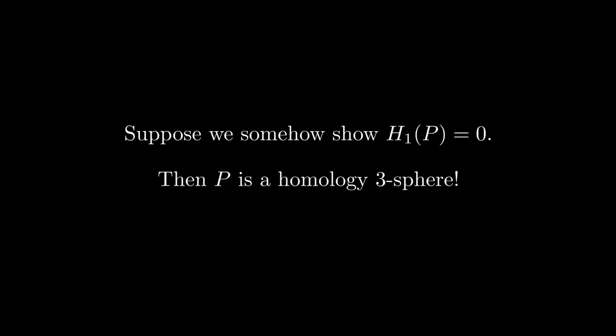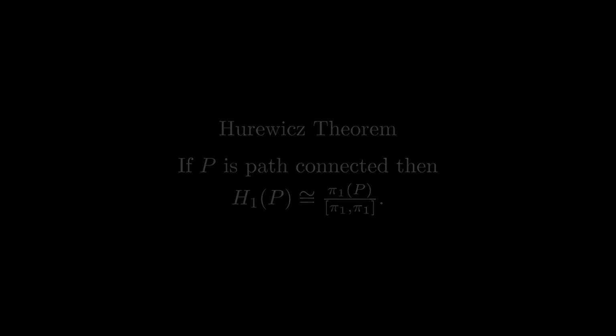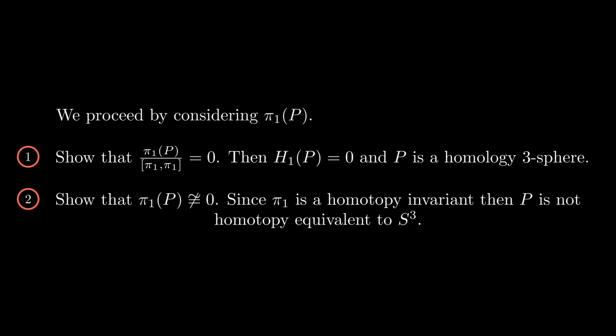It remains to show that H1 is equal to 0. We can use the Hurewicz theorem. If P is path-connected, then the first homology group is just the abelianization of the fundamental group. So now we have a plan. All we need to do is figure out the fundamental group. Then if we 1. Show that its abelianization is trivial, then H1 is 0 and P is a homology 3-sphere.